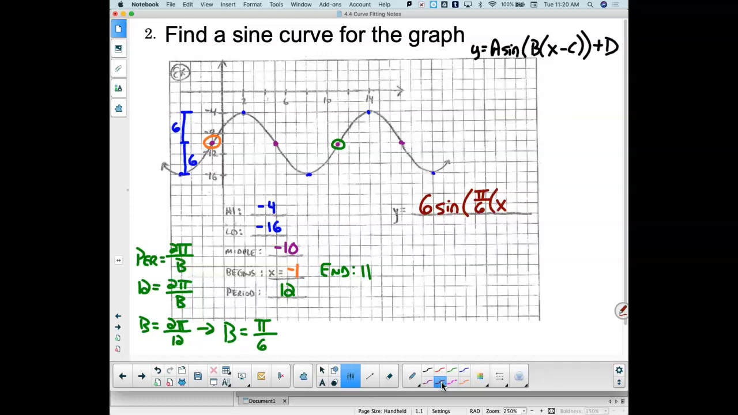What do I put after the x then? Plus one, because the start is negative one. What do I put for my d value? Minus 10.